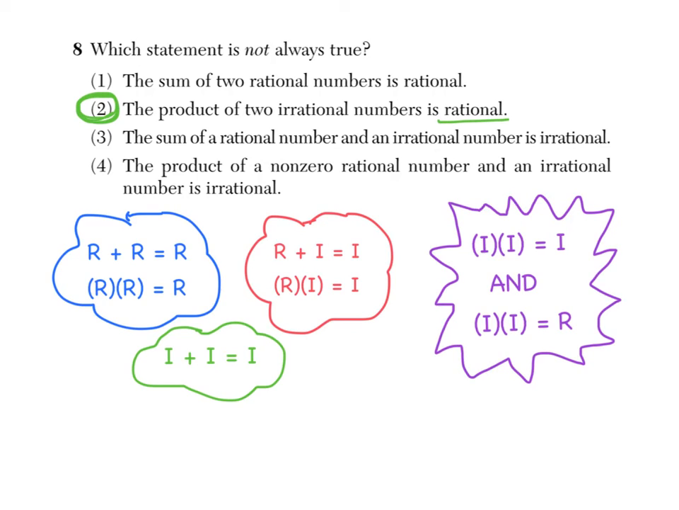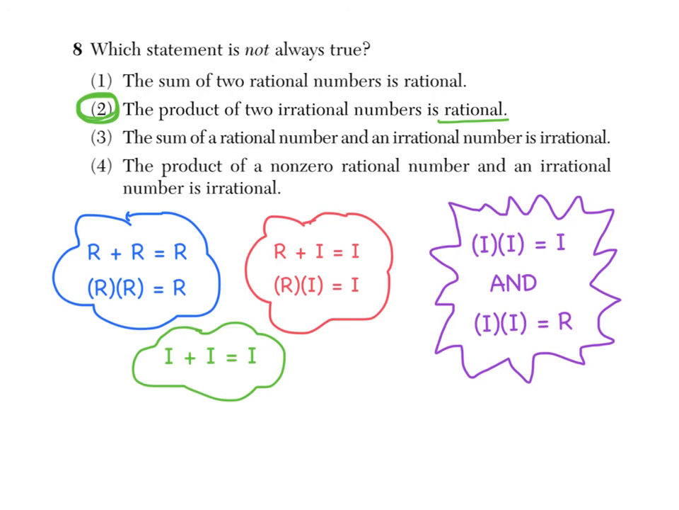Looking at the next two just quickly, the sum, adding, of a rational and irrational, so that's rational plus irrational, is irrational. That's always true. The product of a non-zero rational number and an irrational number, so rational times irrational, is always irrational. Okay, so you might want to jot these down and memorize these. This is the one that they are going to test on a lot. When you multiply two irrationals, sometimes you get irrational, sometimes you get rational back.